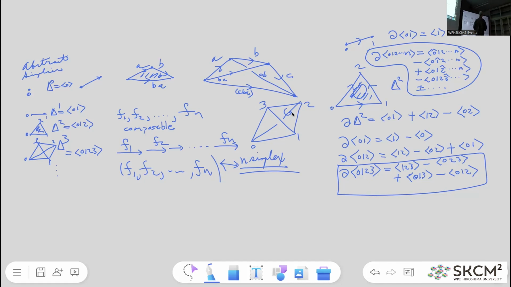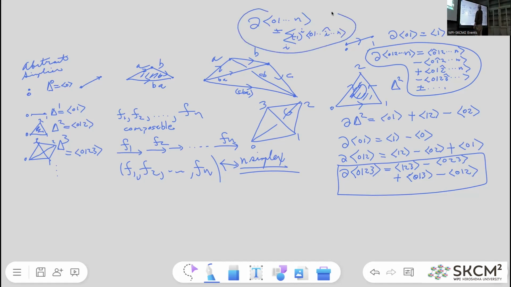And this is a very nice rule. So the rule is, of course, that the boundary of 0, 1, ..., n is equal to the sum over i of (-1)^i times 0, 1, ..., with i removed, ..., n. We're writing an algebraic sum to the boundary. And this has the property that boundary squared equals 0 for simplices.